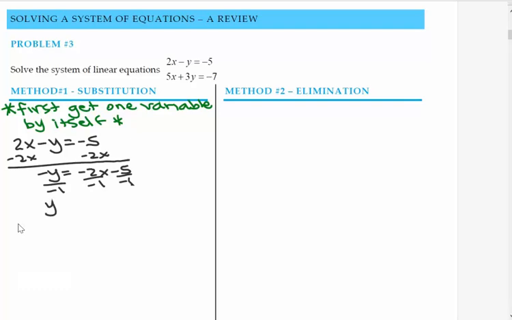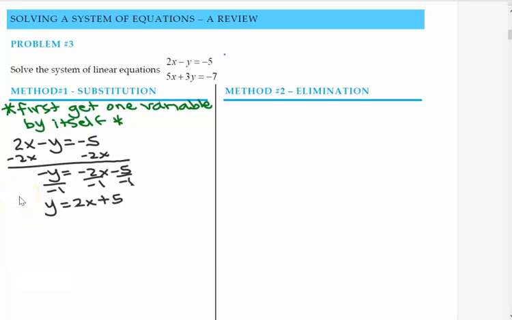So when we do that, we got negative 5 divided by negative 1, which is going to give me a positive 5 here. Okay. All right, so I have that variable by itself now. And so now I want to take it, I'm going to show you up here.